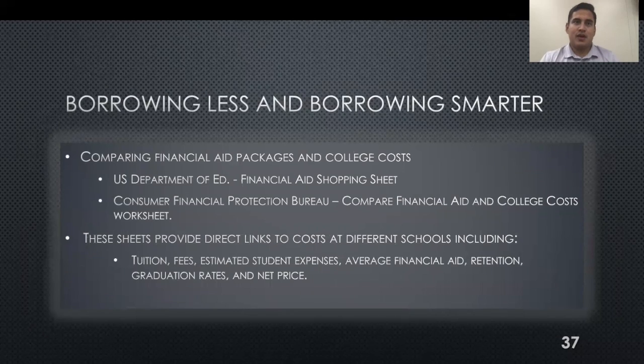So, after considering what kind of school you want to attend and what you want to study, you probably shifted your focus to the actual cost of the schools that you wanted to apply to. Fortunately, the U.S. Department of Education has created a financial aid shopping sheet, and the Consumer Financial Protection Bureau provides direct links to costs at different schools, including tuition fees, average financial aid, retention rates, graduation rates, etc.